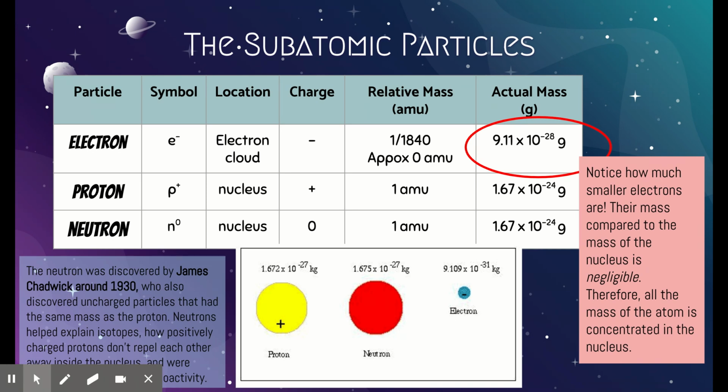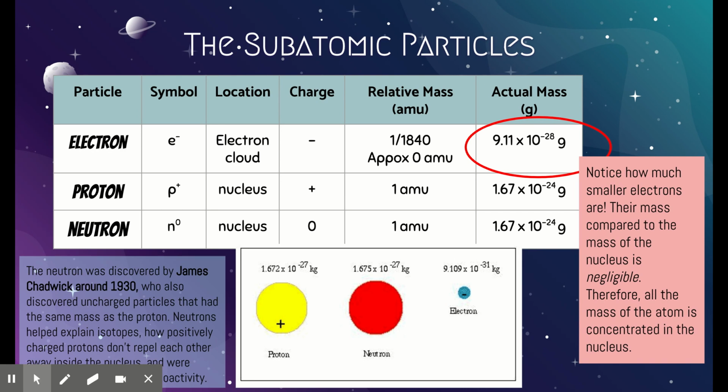So when we're looking at the mass of an atom, we normally add up the mass of how many protons and how many neutrons we have. Neutrons normally have the symbol of an N with a 0 at the top. And that 0 is because they have no charge. They are neutral. They also are in the nucleus, and they help protons stick together.